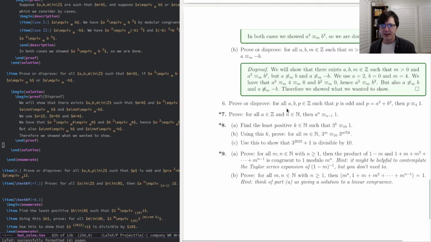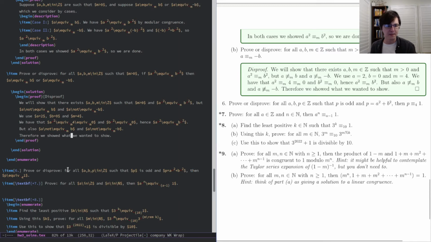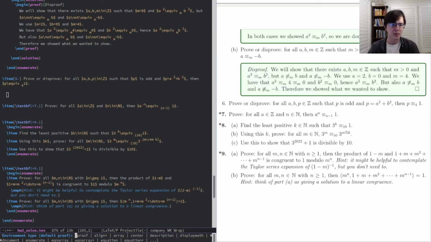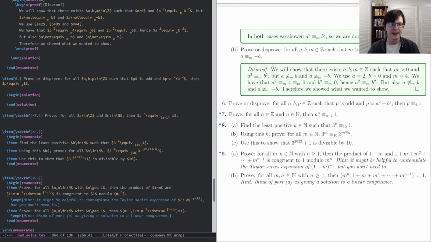Okay, 6. For all a, b, and p such that p is odd and p is a squared plus b squared, then p is 1 mod 4. We're actually going to see later that when p is prime and odd and 1 mod 4, then it's actually a sum of 2 squares. So we're showing that it's at least necessary. Wait, that's sufficient. Wait, which way? Yeah, well, if it's a sum of 2 squares, then it has to be 1 mod 4. But this is just for an odd number.